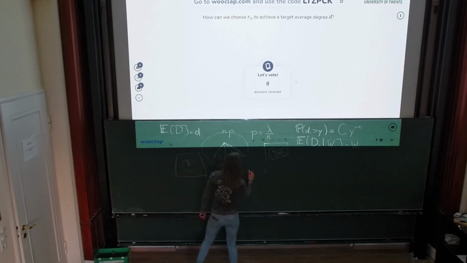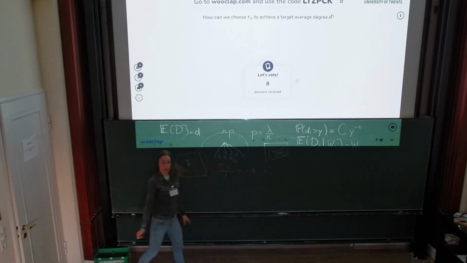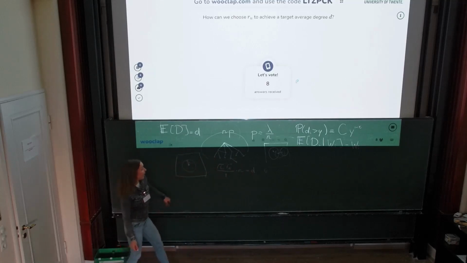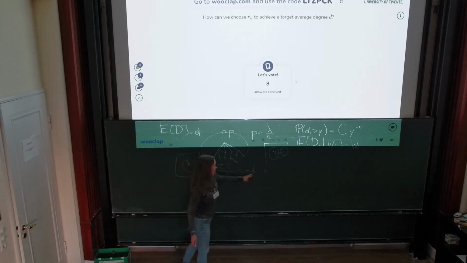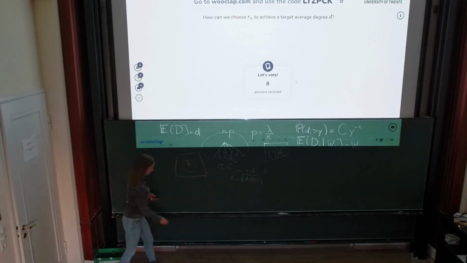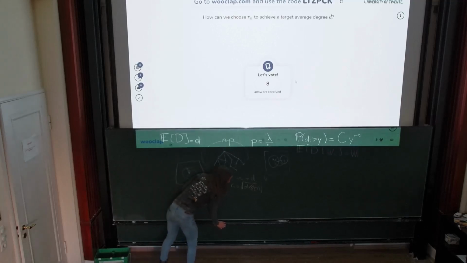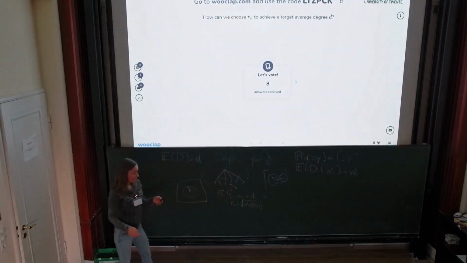So this should be equal to the average degree. If you want to make sure that the average degree is, for example, 6 or something, then we just solve this. So then we have that r_n equals the square root of d divided by pi n. So in this way, in this model, you can choose the average degree.